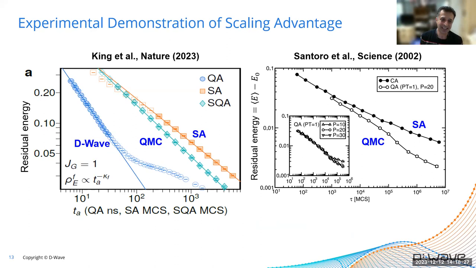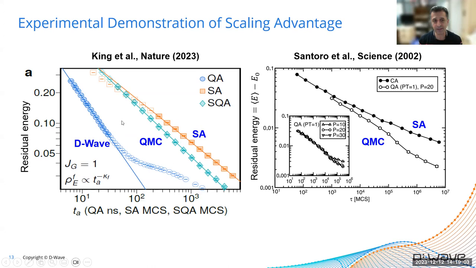And here you see quantum Monte Carlo and simulated annealing actually look very similar to the Santoro et al. paper. The quantum Monte Carlo is a little bit better than simulated annealing. But it turned out that D-Wave actually is a lot better than both of them in terms of scaling. That holds until the annealing time is long, so that thermal excitation starts to kick in and deviate from the coherent annealing behavior.